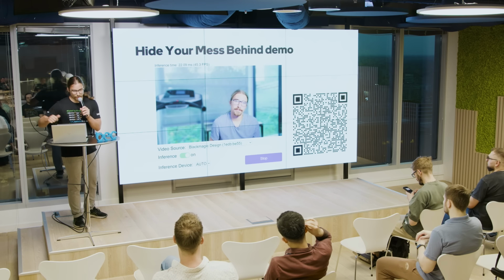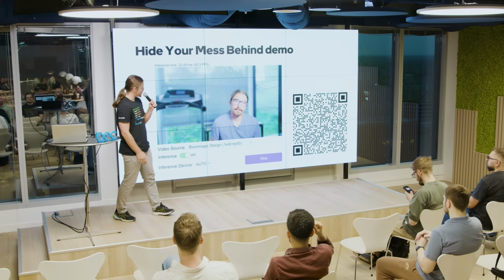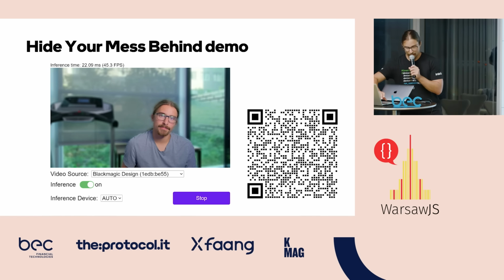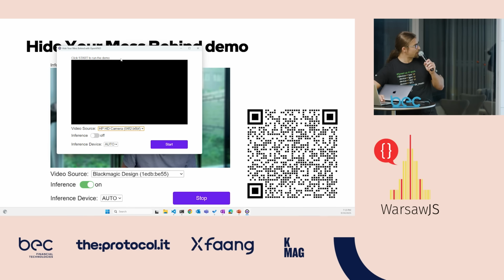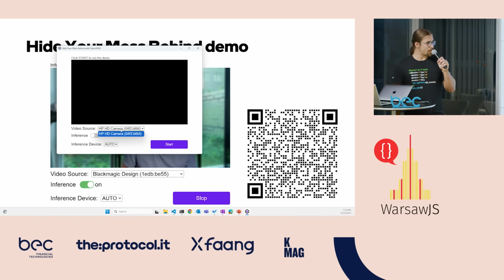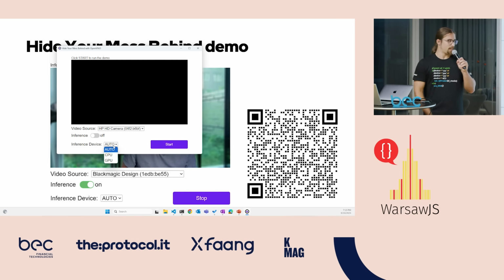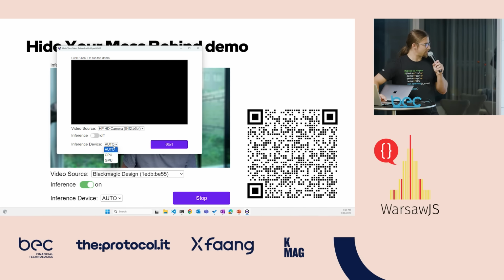Okay, now we have some time. So this is a QR code which leads to the code of the hide your mess behind demo in our repository. But what I'd like you to see is the live demo. So this is our application. We can choose the video source. Currently, I have only my laptop camera, so there's only one. I can choose the inference device. Currently, I have GPU and CPU. Sometimes it can also be NPU when you have an AI PC laptop from Intel. But now I have only CPU and GPU.